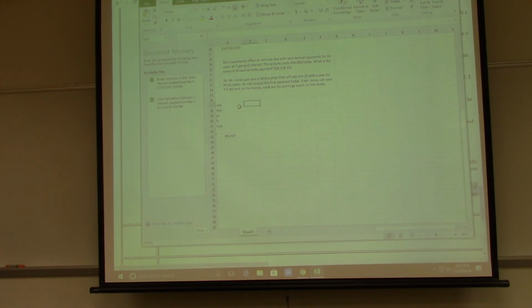So this one says offers annuity due with semi-annual payments for 10 years at 7% interest rate. So this one, you're going to divide the 7% by 2. And then time, I think is going to be similar as well. So you're going to do 10. Value is 1,000. That's only tricky because of the. It's wrong, right? Because the answer is 6,100.